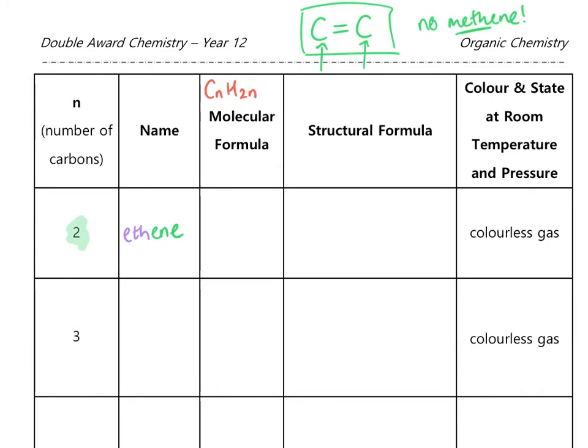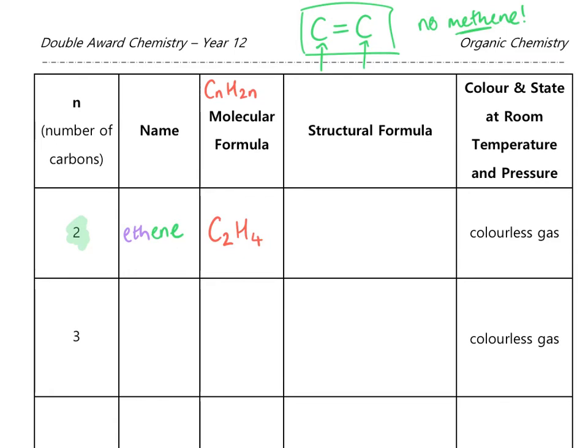CnH2n. So we can very easily work out what the molecular formula of ethene is, because we know that n is equal to 2. There's 2 carbons. So that's C2. And then we can see from our general formula that there are twice as many hydrogens. For hydrogens, I simply do 2 times n. 2 times 2 is 4. So ethene is going to have a molecular formula of C2H4.